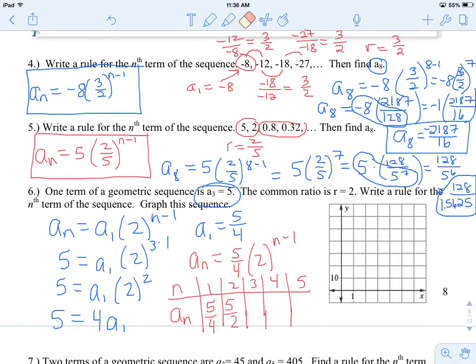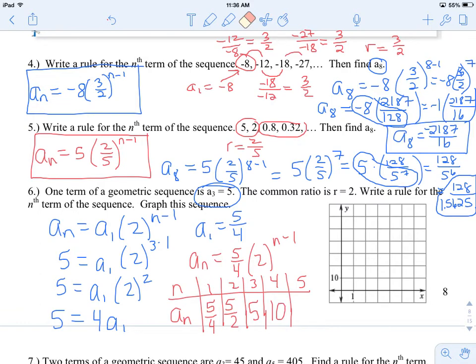We already know that when n is 3, the output is 5, and that's because 3 minus 1 is 2, 2 squared is 4, 4 times 5 is 20, but divide out the 4 and you're back to your 5. If we plug in 4, I'd have 2 cubed, which is 8. 8 times 5 is 40, but divided by 4 gives us 10.